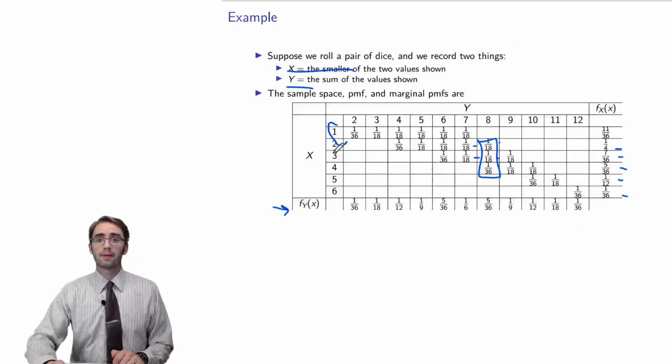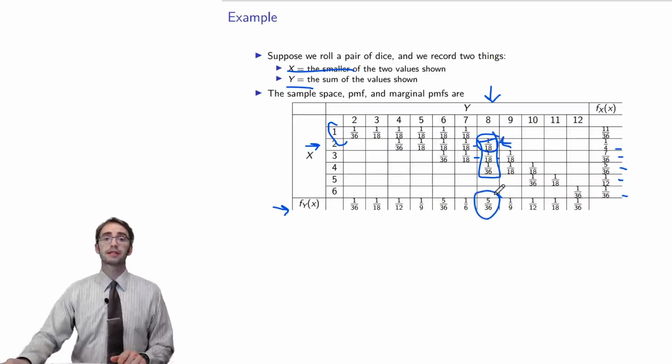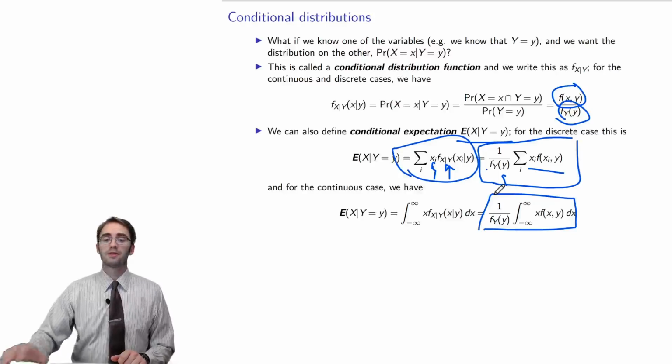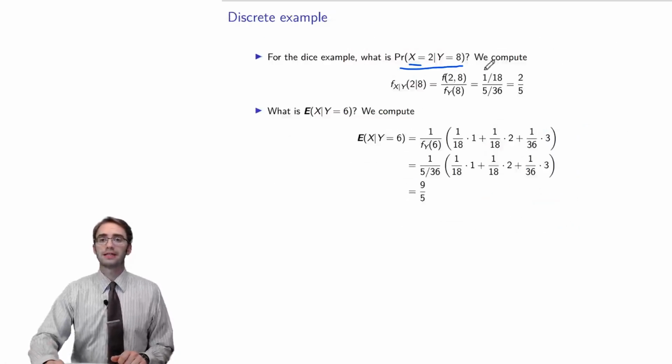We asked for the probability that x is equal to 2, given that y is equal to 8, and so that is this value right here, which is 1 in 18. And so what that formula said to do is take 1 in 18 and divide it by the marginal distribution for y, which is 5 on 36. Okay, so we just compute that, do the algebra. It's 1/18 on 5 on 36, which is 2/5. So that's how you calculate that.